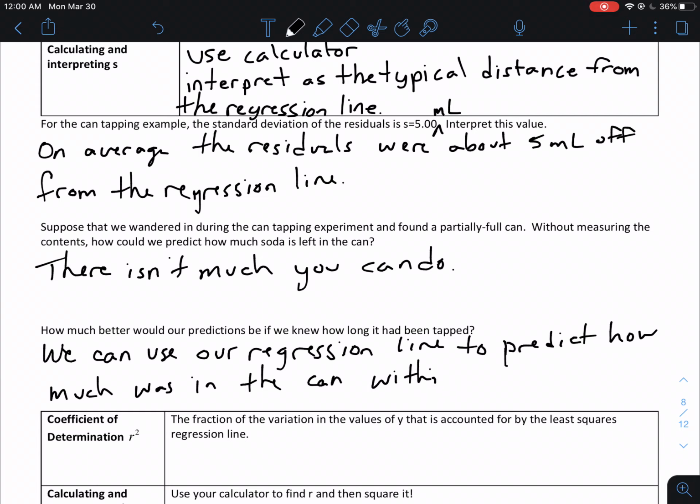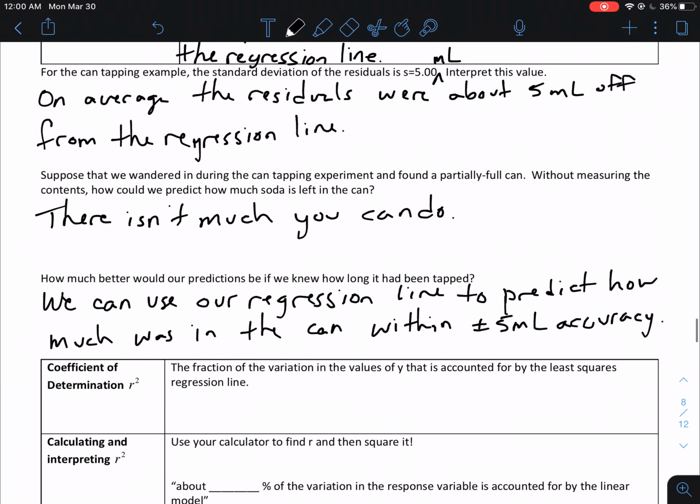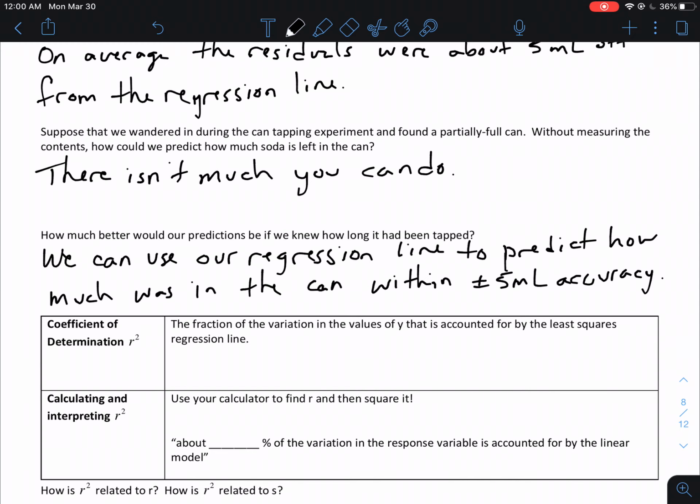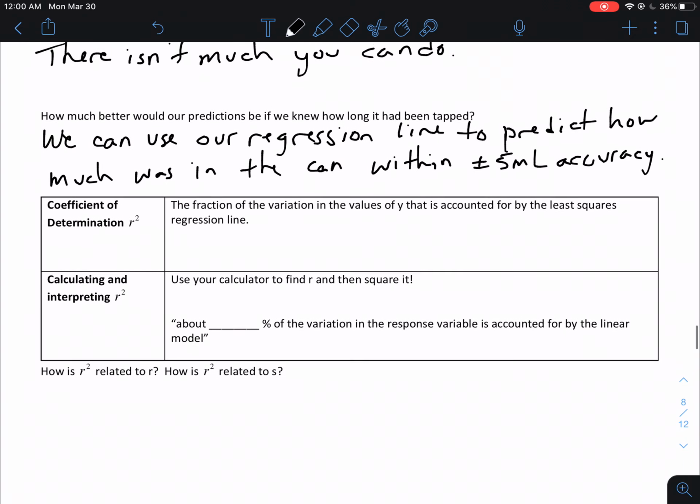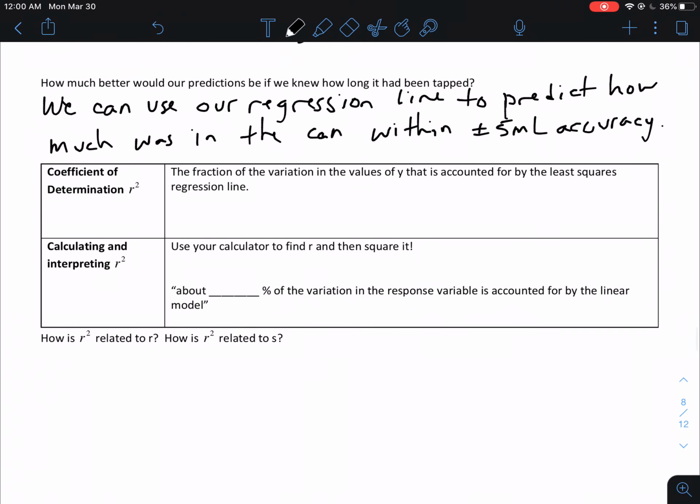Within about plus and minus 5 milliliters of accuracy. So you could guess it within a range of about 10 milliliters, 5 in either direction. That's pretty darn accurate if we're being honest. So that kind of talks about S. S again is talking about your residuals and the average distance they are from your regression line.